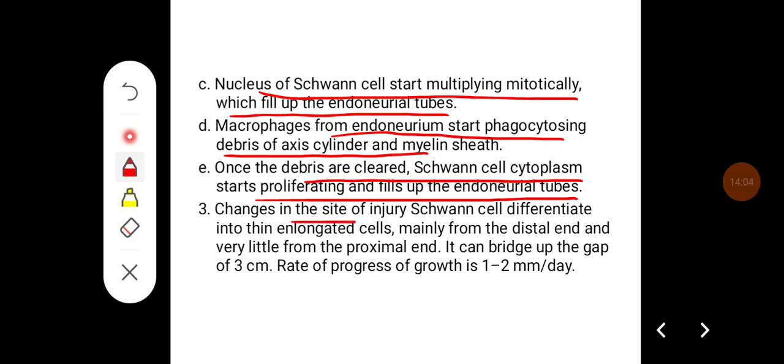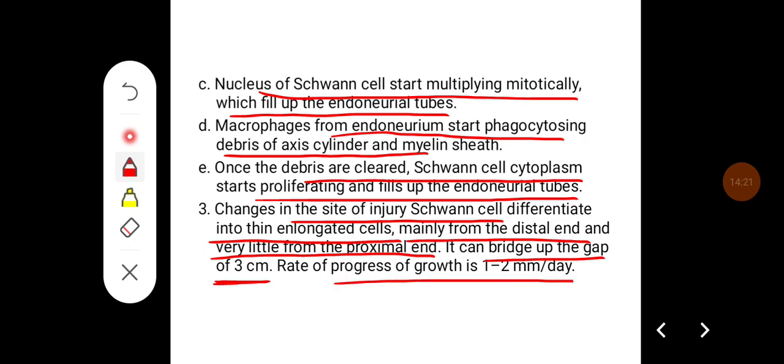Changes at the site of injury: Schwann cells differentiate into thin elongated cells, mainly from the distal end and very little from the proximal end. It can bridge up to a gap of 3 centimeters and the rate of progress of the growth is around 1 to 2 millimeters per day.